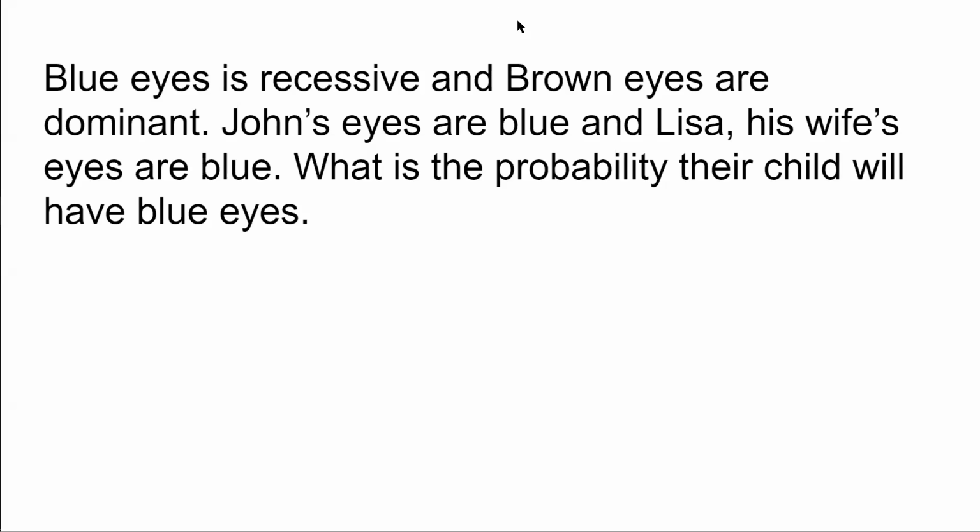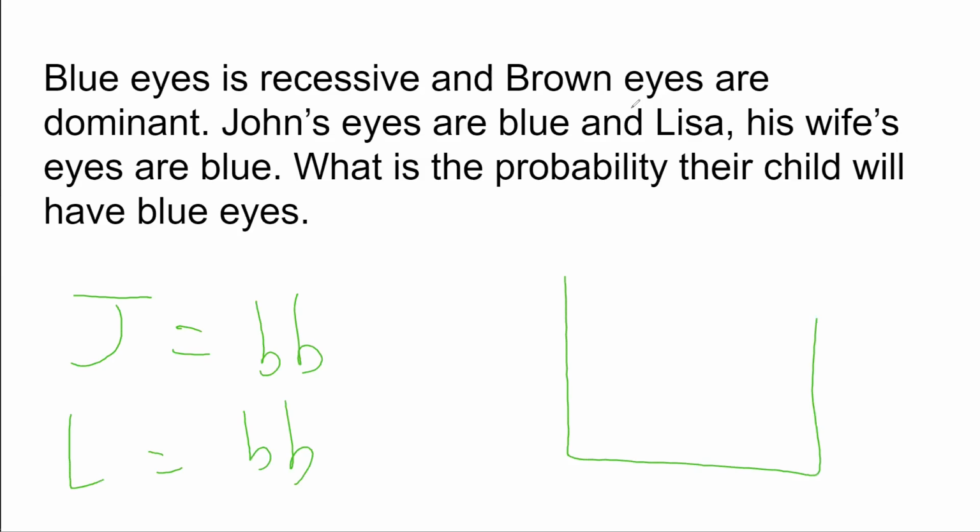Okay, so again, let's discuss. Just remember, if you're going to attempt these, use the Punnett square. Punnett squares are really, really useful in this. So John's eyes are blue. Blue eyes are recessive, so that means he's going to be lowercase b, lowercase b. Lisa also has blue eyes, so her alleles are lowercase b, lowercase b. Draw the Punnett square.